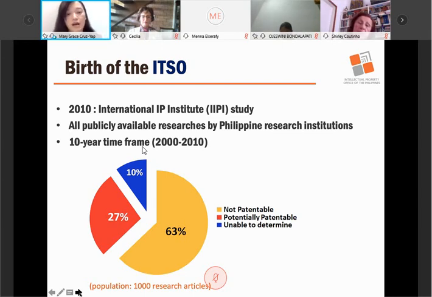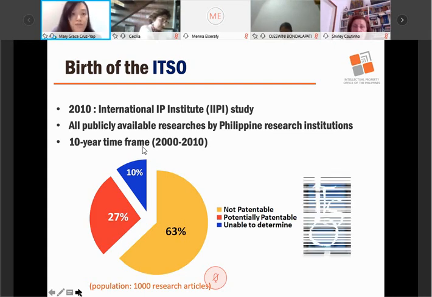And this led us to think that there might be something that could have been done with the 63%, so that the efforts and resources put into the research could have been directed to something that will advance technological development more, such as patentable inventions or digital models. For the 27%, this is quite sad because they're potentially patentable, but they may not have been captured in the system. So we'd like to be able to capture that as well. And so the idea of having an Innovation and Technology Support Office, the ITSO, was born.